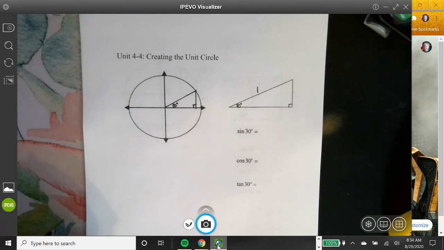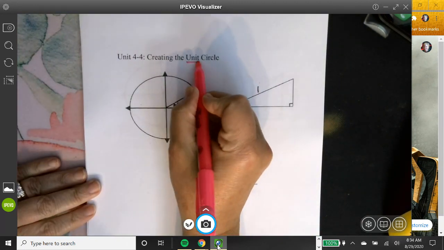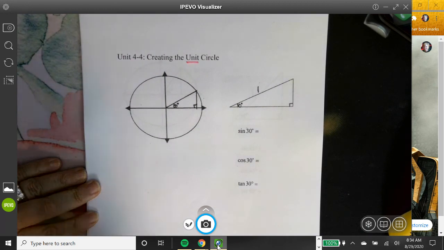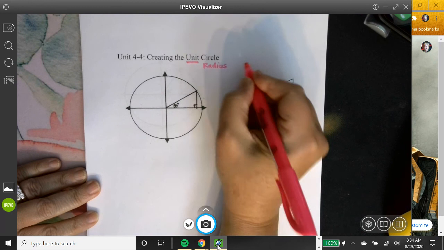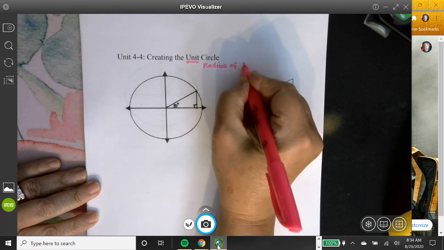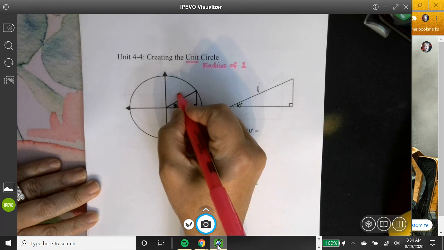But even better than that, we're going to inscribe them in the most famous circle in the universe. And the most famous circle in the universe is the unit circle. The unit circle is called the unit circle because it has a radius of 1, which means this distance here is 1.